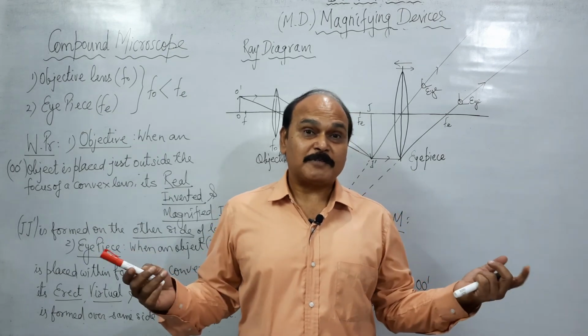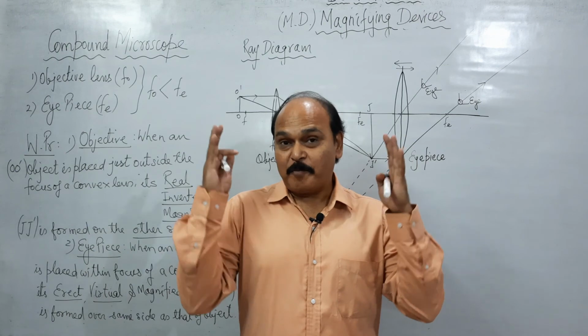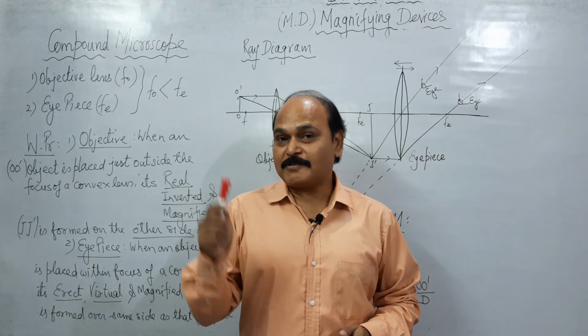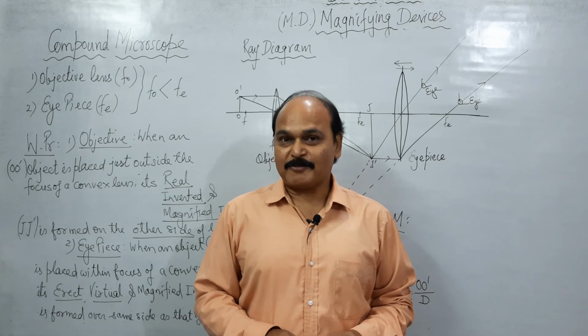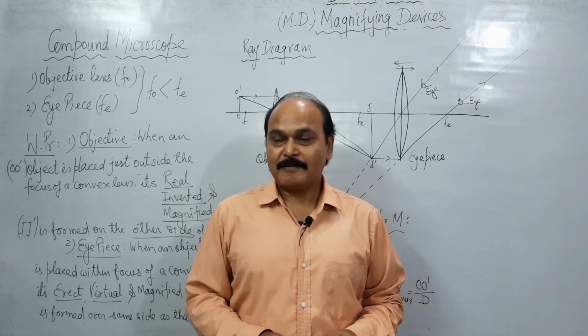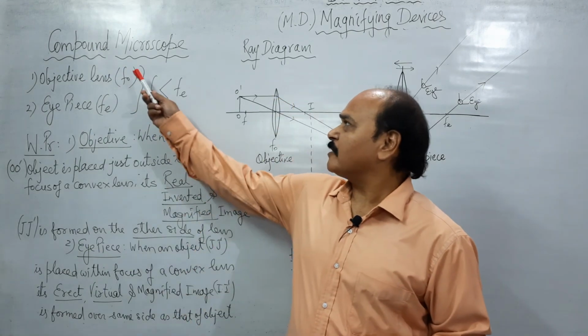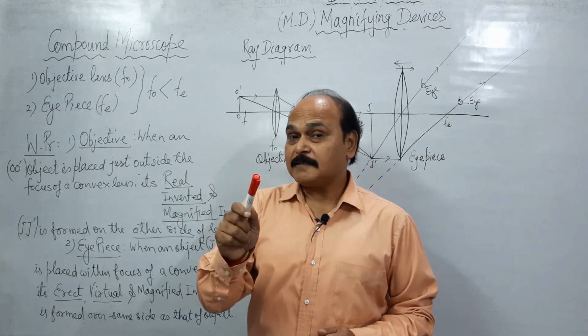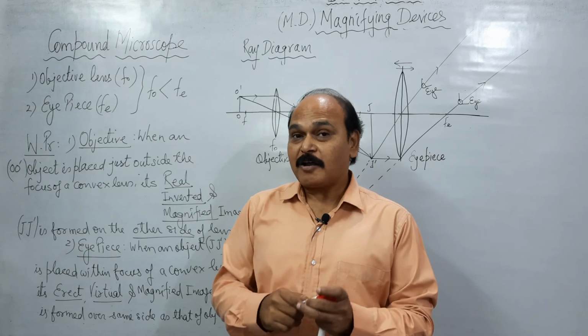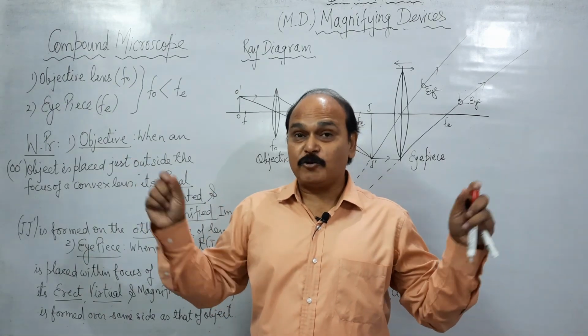As a result, what happens? Overall magnification is much greater in the case of a compound microscope as compared to a simple microscope. Well, a compound microscope consists of two convex lenses, and both these convex lenses are coaxially arranged in a tube.